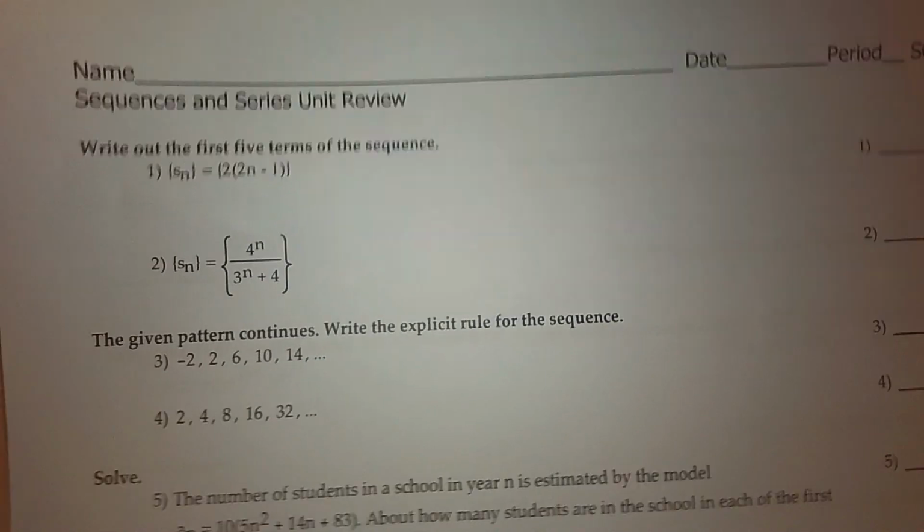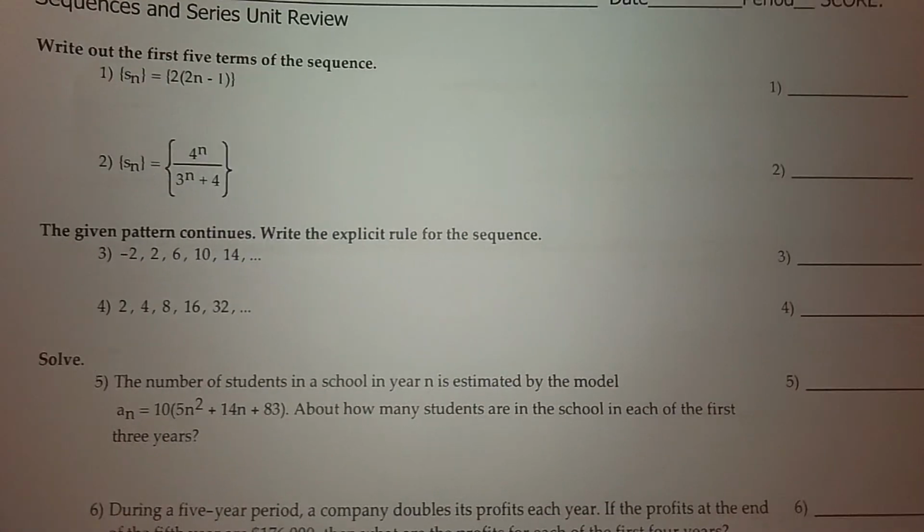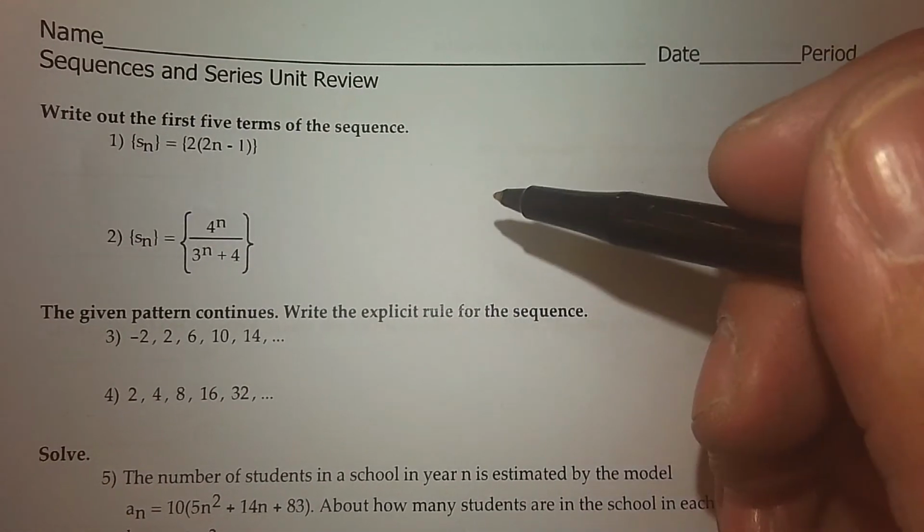All right, so these are going to be the odd numbers for your exam review. And there's another video that's for the even numbers. So write out the first 5 terms of the sequence.